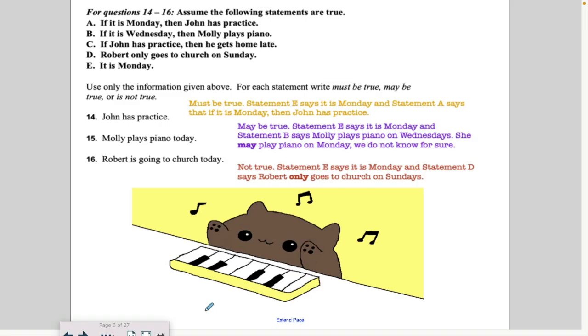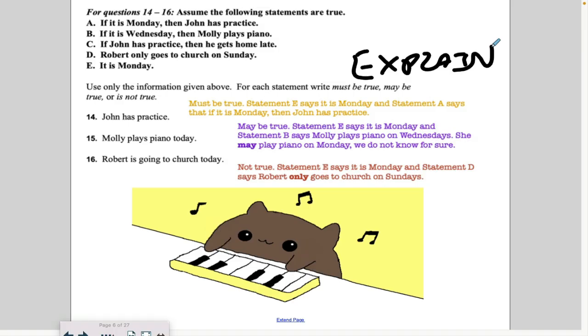You're supposed to decide if it must be true, may be true, or is not true. I actually don't think they asked you to explain. Did they? I'm going to give you a little heads up. When you take your Chapter 2 test, it's going to ask you to explain. So if you didn't, that's fine, but you're going to have to in the future. So why must "John has practice" be true? Why does that have to be true?